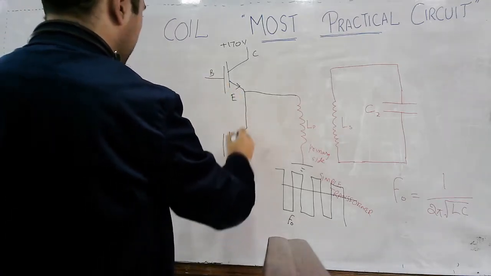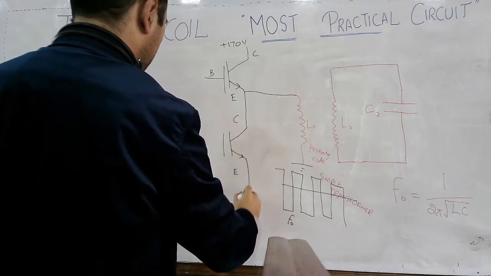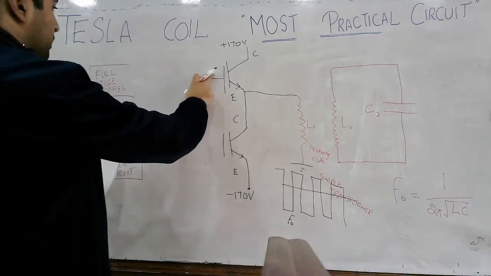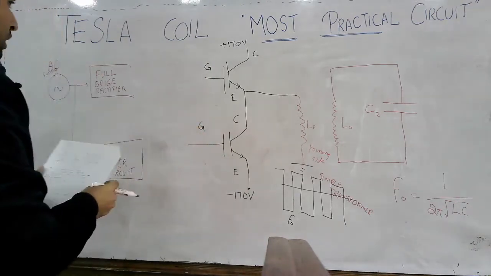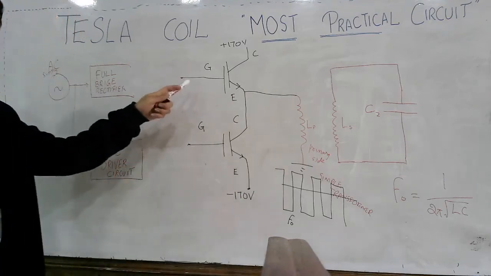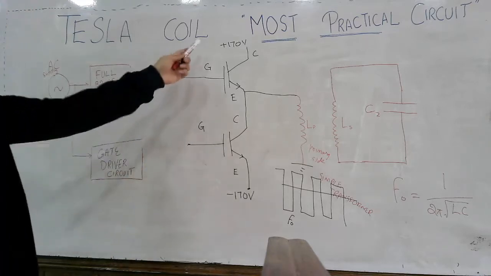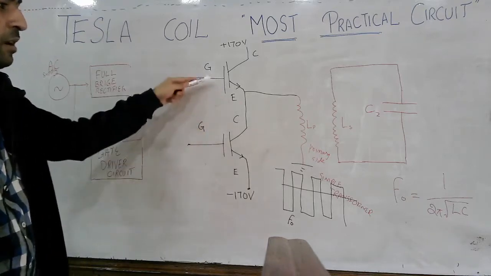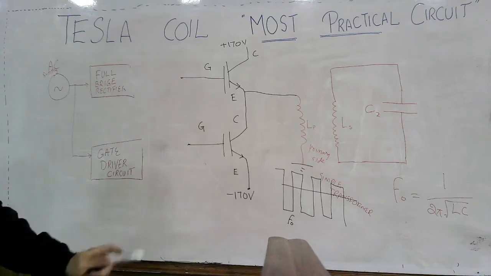Again, you have the collector and the emitter, which is connected to minus 170 volts DC, and let's say this is the gate terminal, and here you have the gate. So what happens: you need to first turn this transistor on, and then turn this transistor on. You don't want both transistors to turn on, because if both are on, there will be a massive short circuit between these two voltages and things will burn.